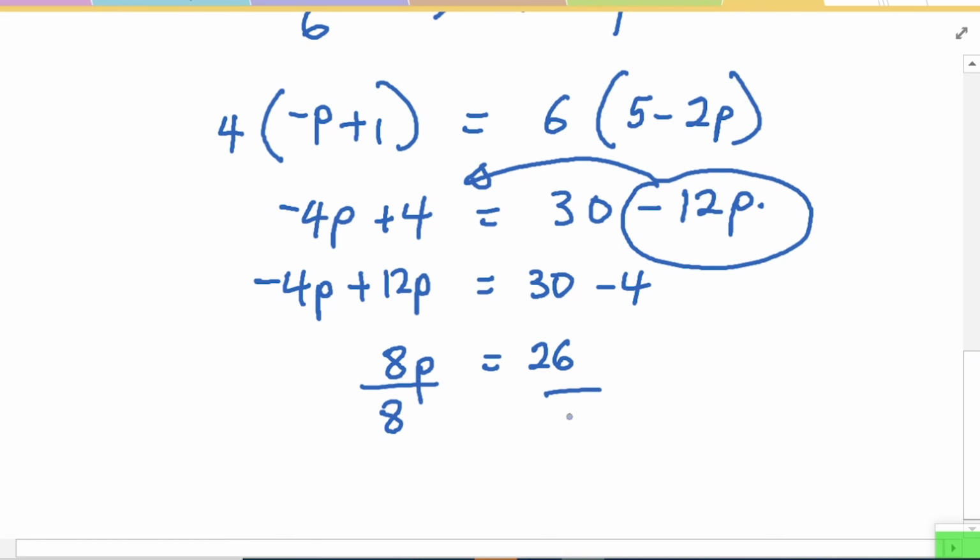Divide both sides by 8. This goes by 2, 26 by 2 is 13, and 8 by 2 is 4. So we have 13 over 4 as our value of p, and that's the answer.